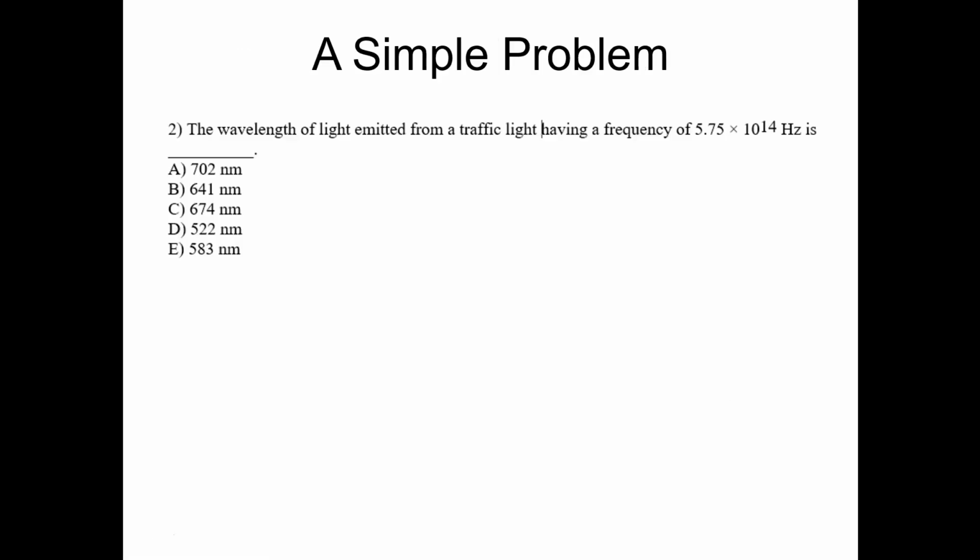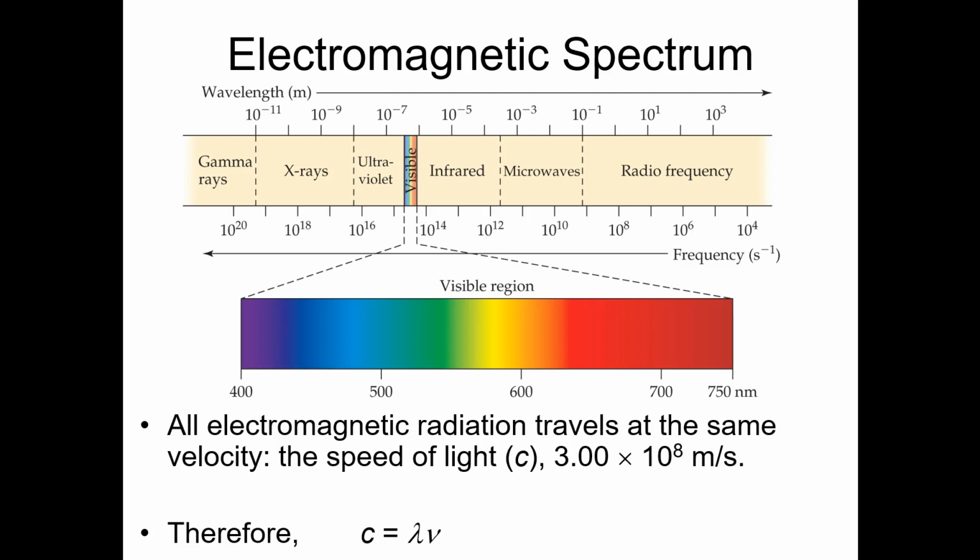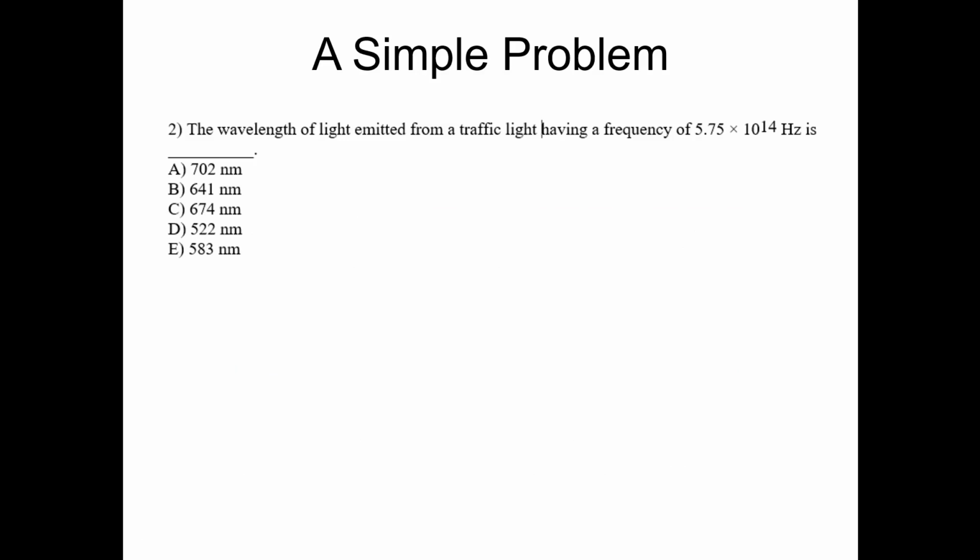And so we can do a simple problem based on this, the fact that lambda times nu is equal to the speed of light. What's the wavelength of light emitted from a traffic light that has a frequency of 5.75 × 10¹⁴ hertz? So you can turn the video off and try this on your own if you want. I'm going to go ahead and give you the solution. So we've said that c, the speed of light, is equal to lambda nu.